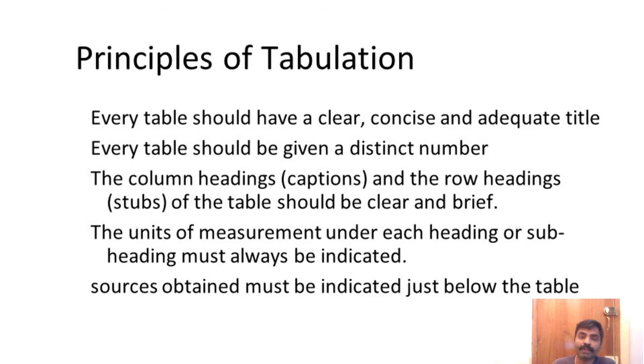What are the principles of tabulation? Every table should have a clear, concise, and adequate title. Every table should be given a distinct number. It must be mutually exclusive. The column headings, which we call captions, and the row headings, which we call stubs, of the table should be clear and brief in nature. The title we give must be clear and brief. With the help of a short title, it should be very easy to identify the table.